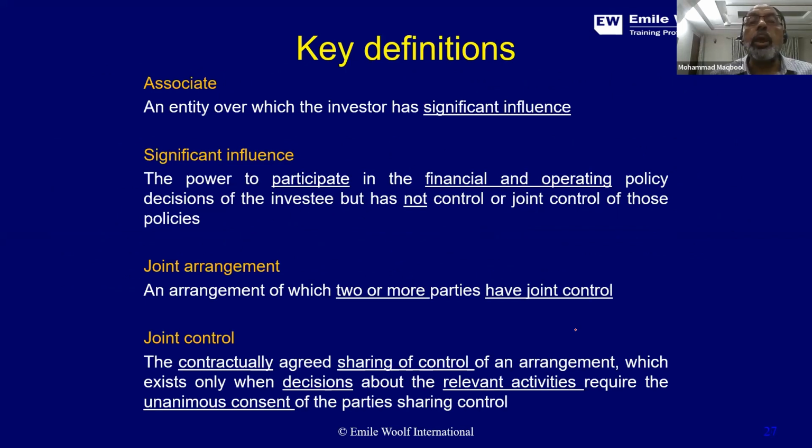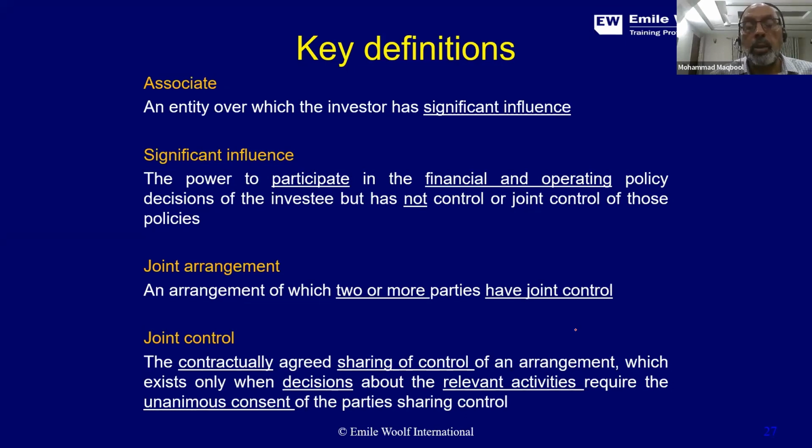And for associate, we always look at whether significant influence exists. If significant influence exists, then we take it as an associate and we apply the equity method. So significant influence is basically power to participate in financial and operating policy decisions. It's not control. And then there is a joint arrangement. Joint arrangement means an arrangement where two or more parties have a joint control of the entity. So joint control means where they have to act with unanimous consent. No single party can make the decision.